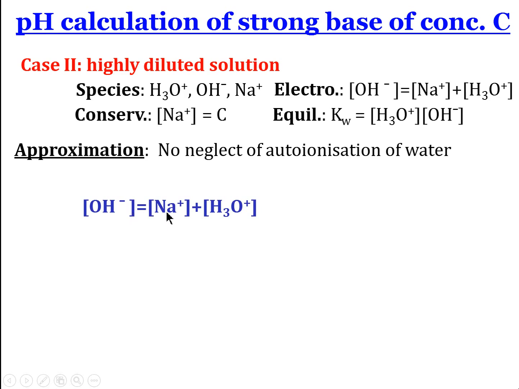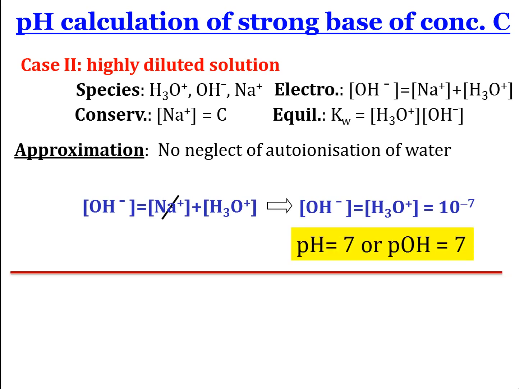We want to compare now Na+ and H3O+. Since the solution of NaOH is highly diluted, the concentration of Na+ is very, very low. It can be neglected with respect to H3O+ in this case. So we obtain OH minus equals H3O+ equals 10 minus 7. So the pOH of the solution equals minus log OH minus equals 7, and pH plus pOH equals pKw equals 14. So the pH is equal to 7.